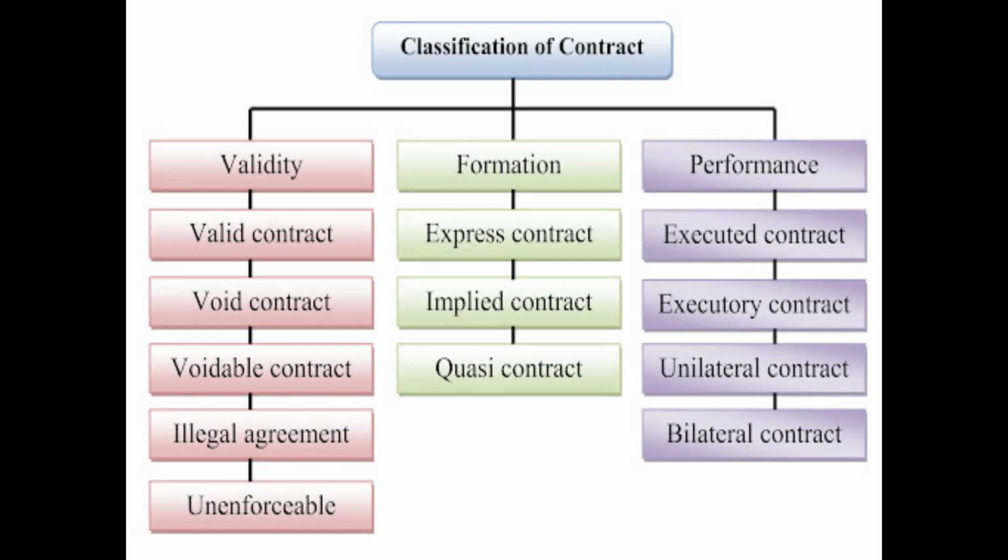And the last thing, performance. On the performance, it is divided into executed contract, executory contract, unilateral and bilateral contract. Executed means already completed or already performed. Executory means a part or the full contract is to be executed in the near future. Then unilateral contract, it is a one-side promise. And bilateral, it is a two-side promise, that is, both the parties, offeror and acceptor, exchange their promises.